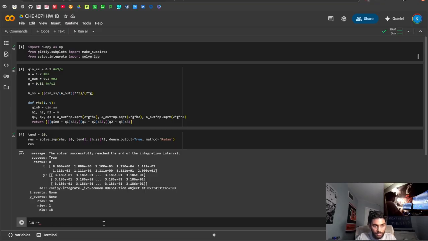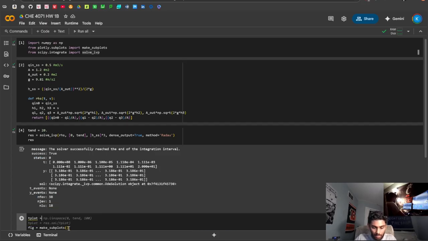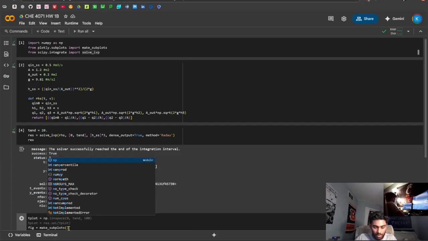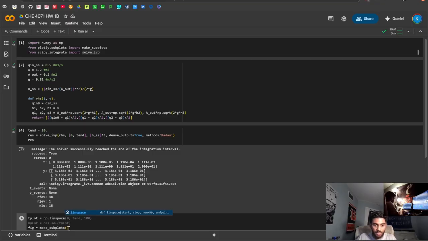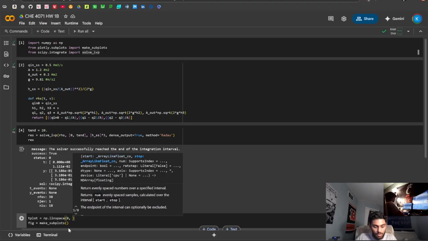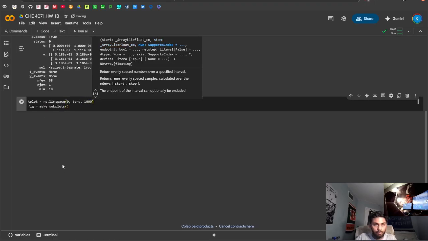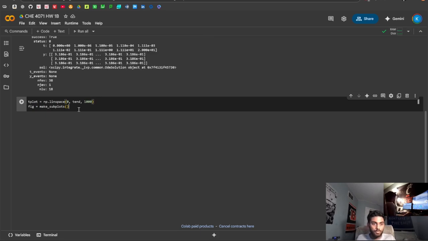Fig equals make subplots. Even before this, I'm gonna set up my plot range for time. So tplot. We'll go np.linspace to give us a set of times from 0 to our specified end time. Let's say we want 1,000 values.